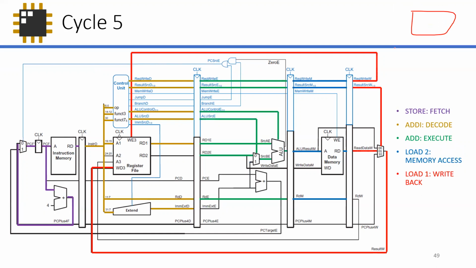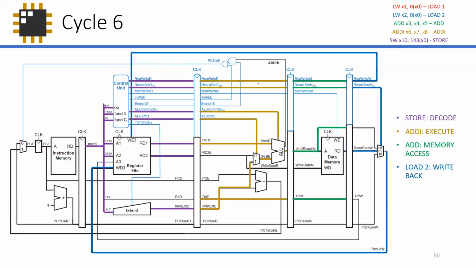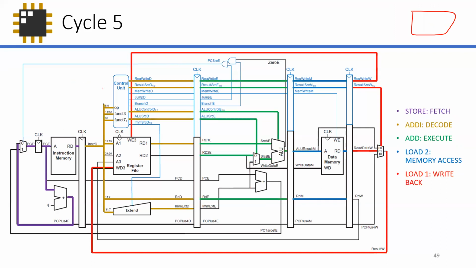Oh, I did not copy paste that. In the fifth stage, the entire pipeline is filled. So you actually have the store here. You have the add I over here. You have the add, the load word 2, and the load word 1.